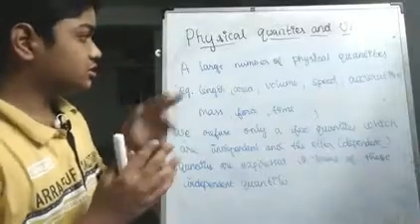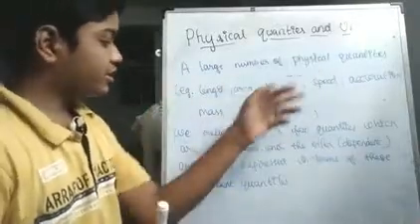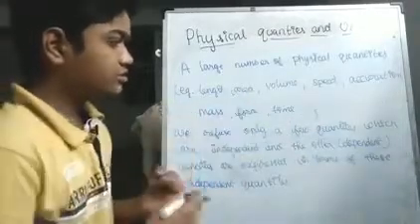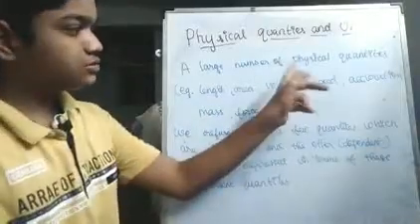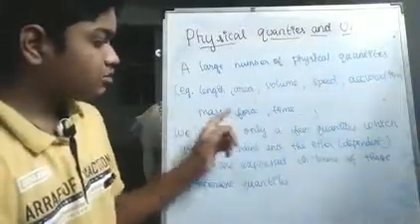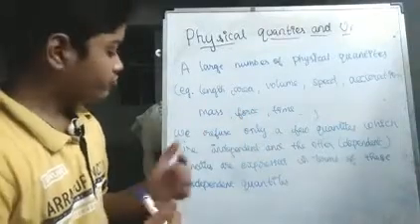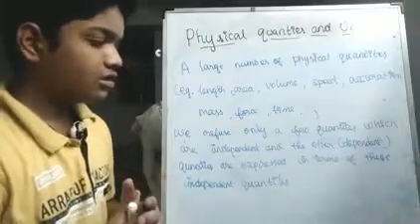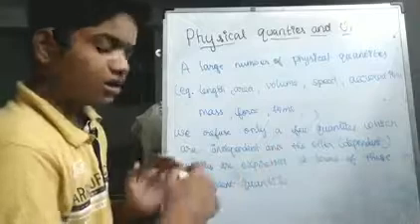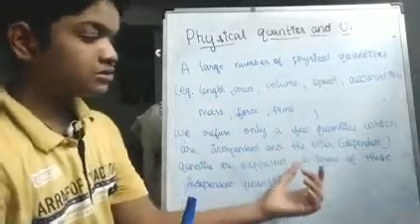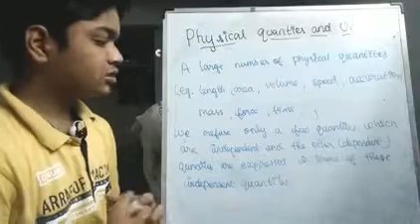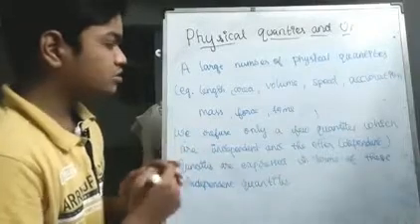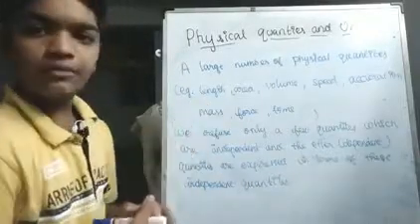We see many physical quantities. There is a large number of physical quantities. For example, length is a physical quantity, area is a physical quantity, volume, speed, acceleration, mass, force and time. Now we need only a few quantities which are independent, and other quantities are expressed in terms of these independent quantities. These are independent quantities. That is, length is an independent quantity.